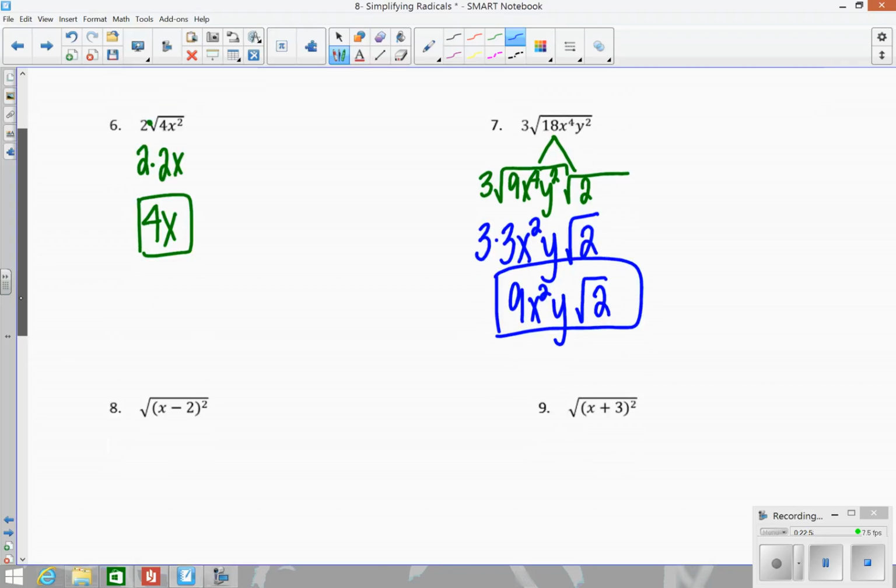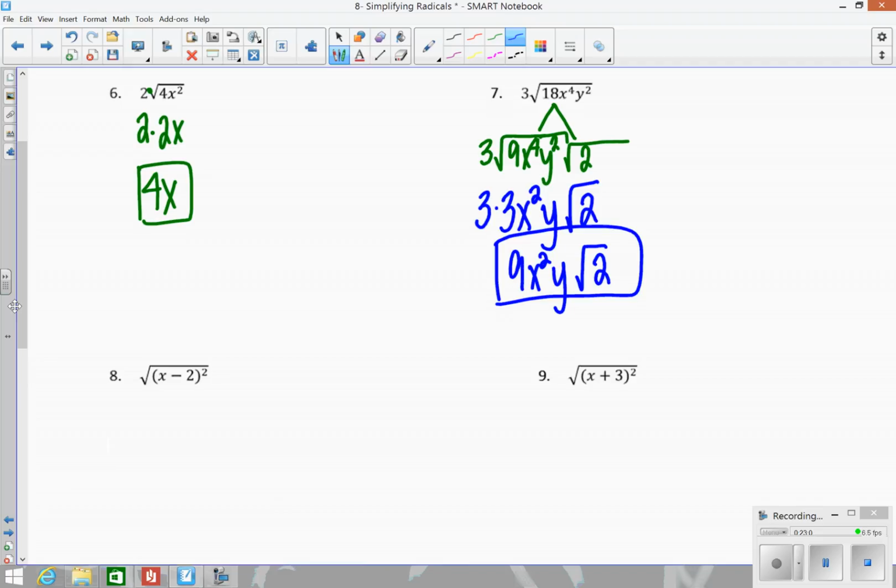And then the last two here, 8 and 9, these ones are a little bit different because this is basically like saying what times what will give me x minus 2 quantity squared. So the answer to that is just going to be x minus 2. So when you have an entire expression in parentheses that's being squared, it's asking you what times what gives me that quantity squared. Well, it would be that quantity, x minus 2. So the answer to this one is just x minus 2. You can almost think of it as like the square and the square root. They undo each other. They cancel each other out.